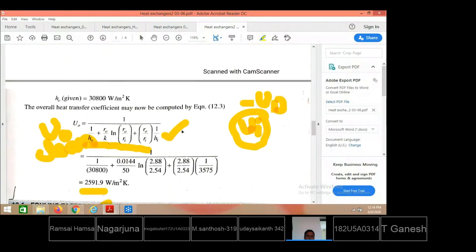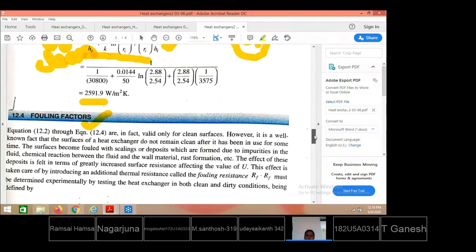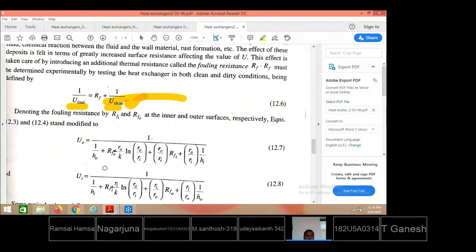So for clean surfaces, this is the estimation of overall heat transfer coefficient. With the inclusion of fouling resistance also, this is the equation for overall heat transfer coefficient based on outer surface area: 1 by h naught, and this additional term has come. This and this are the same, which were already seen.